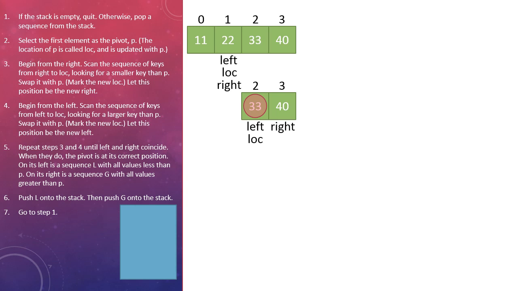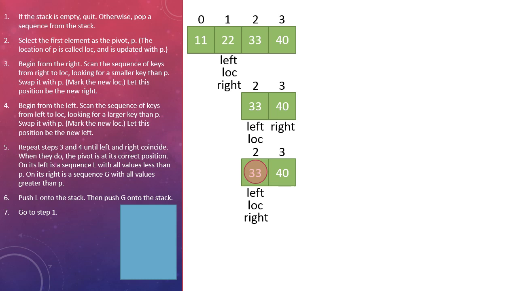Left is at 2, right is at 3, lock is at 2 and 33 is the pivot. Start scanning from the right, looking for a smaller element than 33. 40 is not smaller, and then left and right coincide. This means that 33 is at its correct position.